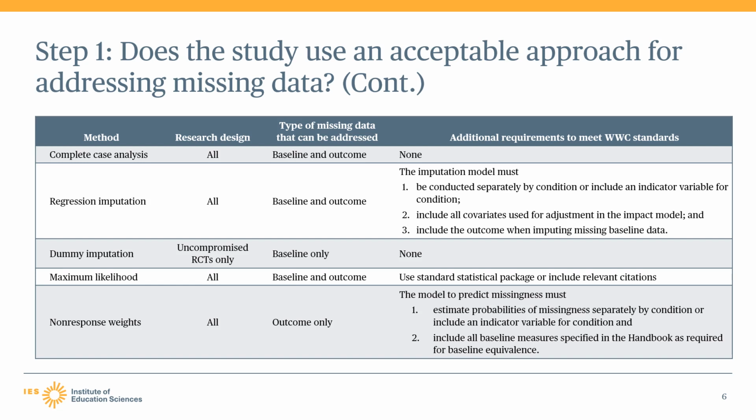But the model used to predict missingness must estimate probabilities of missingness separately by condition or must include an indicator variable for condition, and it must include all baseline measures required for baseline equivalence. So, at this first step in the review process, reviewers will assess whether the study authors used an acceptable approach to handle their missing data.